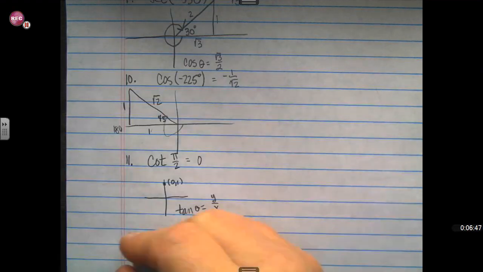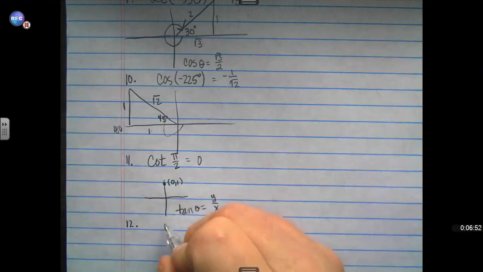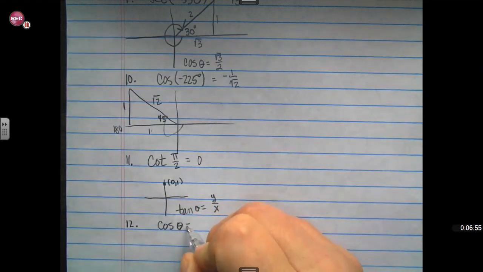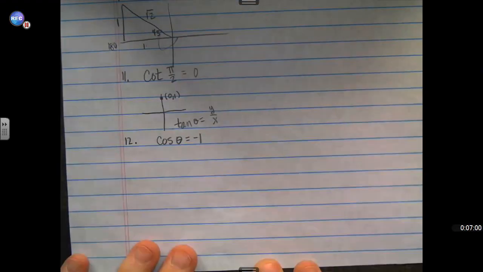Okay. Number 12. Solve cosine theta equals negative 1 for theta in degrees. And again, we're talking about sine and cosine. And if they are 0, 1, or negative 1, then we're talking about quadrantal angles. Okay. And the cosine is negative 1 because it's the x value. It's negative 1 over here at pi.